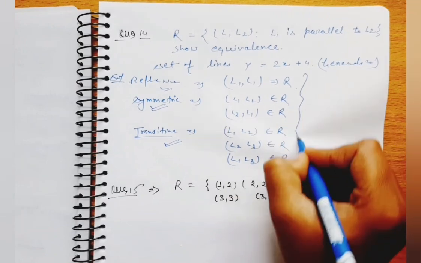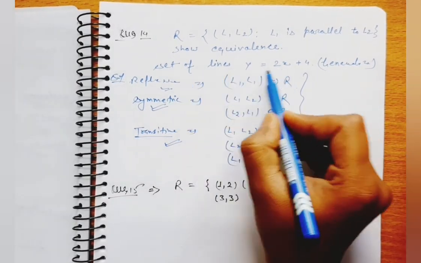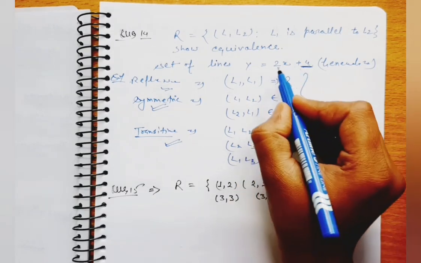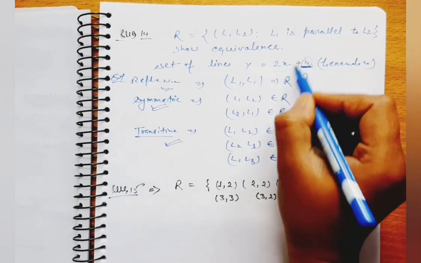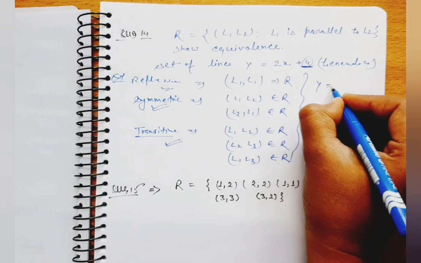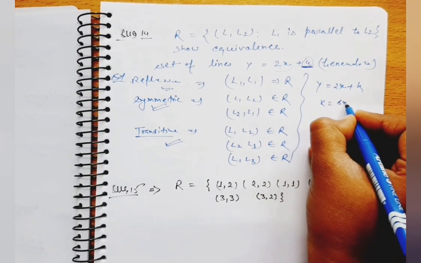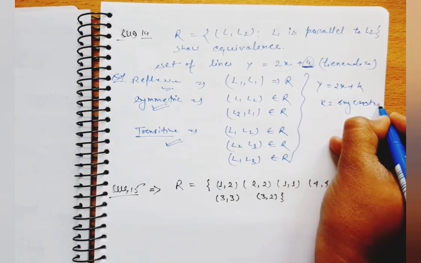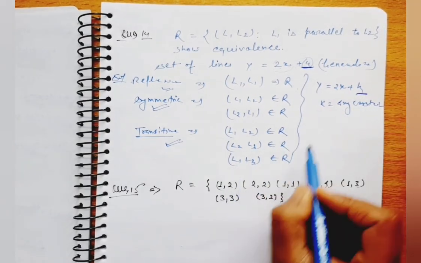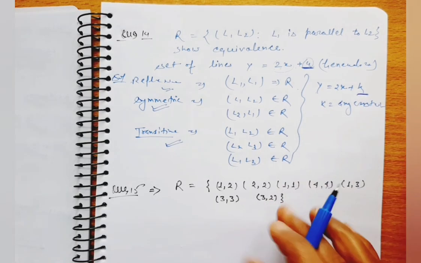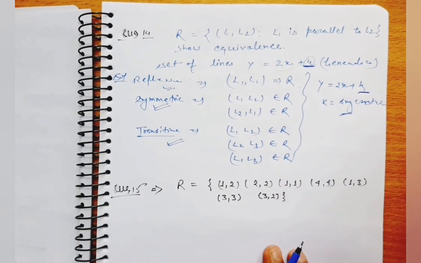In the second part of this question, the set of lines y equal to 2x plus 4 is given. The general equation of this line: the slope will remain the same but the constant will be changed. So we can write it as y equal to 2x plus k, where k is any constant. K can be changed in the equation, but the equation will remain y equal to 2x plus k. That will be the generalized solution of this equation.